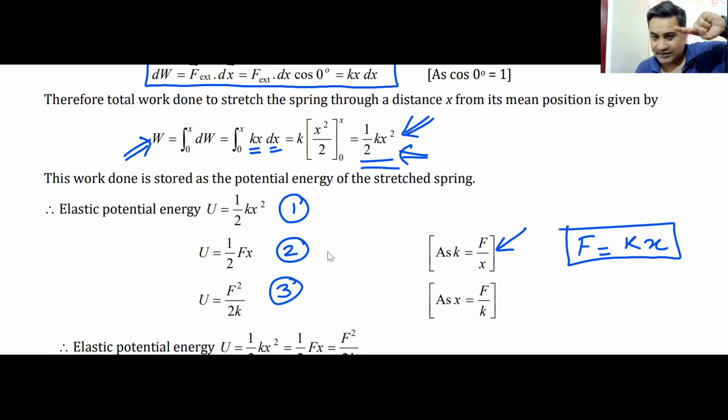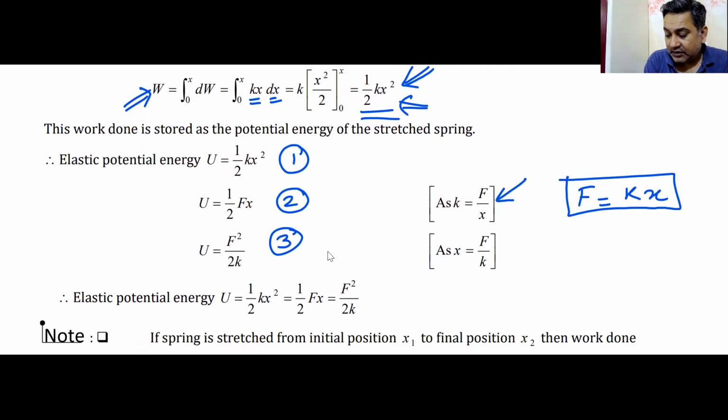The first formula is half kx square. It has only k and x. The second formula is half f and x. It does not have k. The third formula is f square by 2k. It does not have any x coming into the picture. So I'll ask you to note it down from here to here. And remember these formulae, you will need them in a lot of cases. I'll give you 2 minutes to note it down. If you have any doubts, please come up.